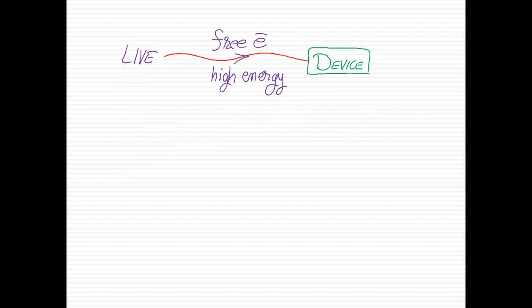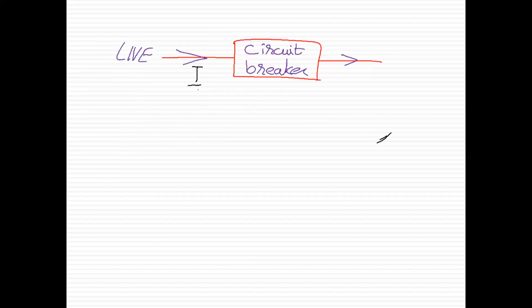This is live wire. Live wire carries high energy electrons. That is why circuit breakers, fuses, all safety components are connected in the live wire.